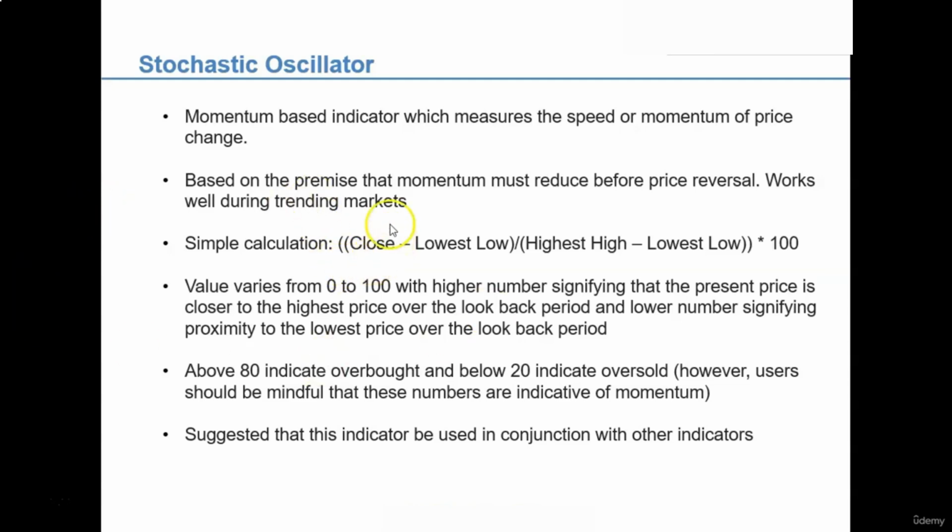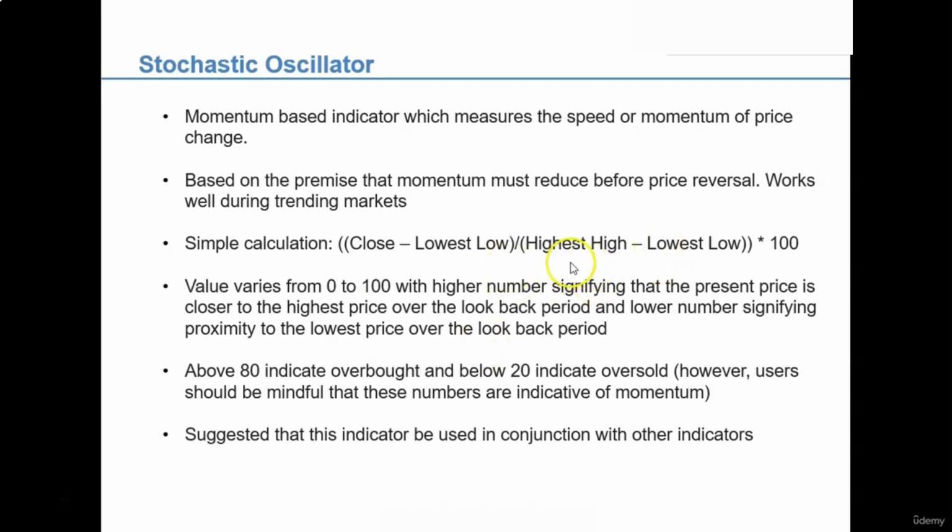The calculation is fairly straightforward. All you have to do is take the present close price, then subtract the lowest low over a given time period or look back period. Then you divide it by the highest high over the same look back period minus the lowest low over the same look back period. So you take the difference between close and lowest low, and the difference between highest high and lowest low, and you divide them. That gives you the stochastic oscillator value, also called %K.